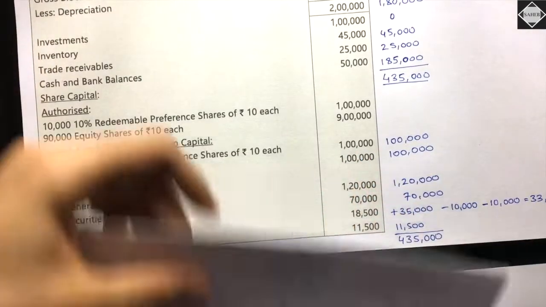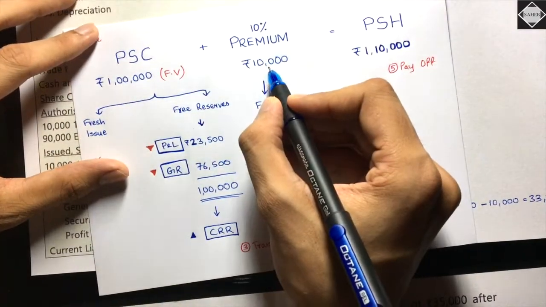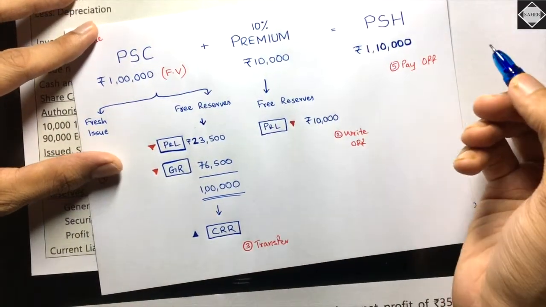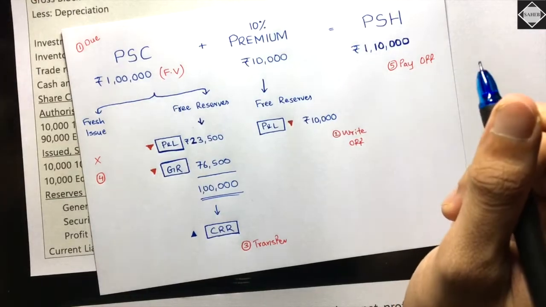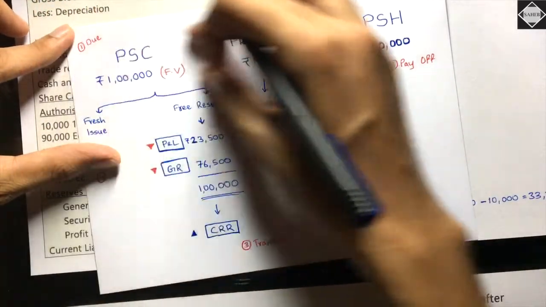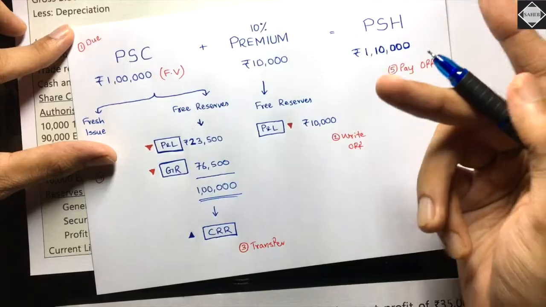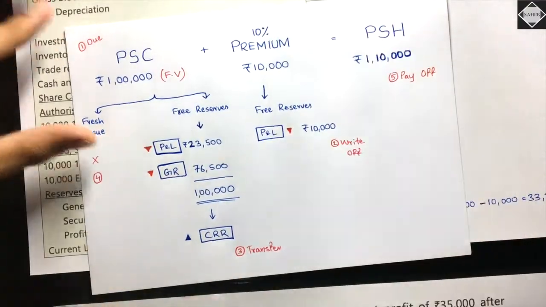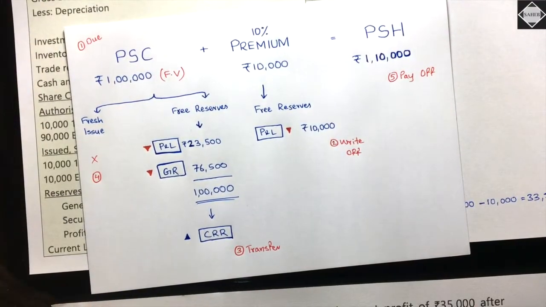So that 1 lakh, and then 10% on that, that's the premium extra you are paying. So total 1,10,000 you are paying. So first, what is our step in journal entry? First, we will pass the due entry. And then the second step is writing off the premium on redemption.